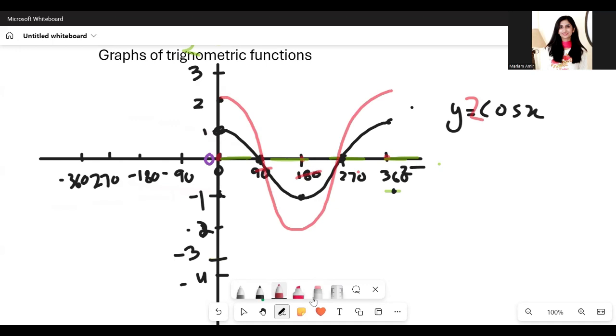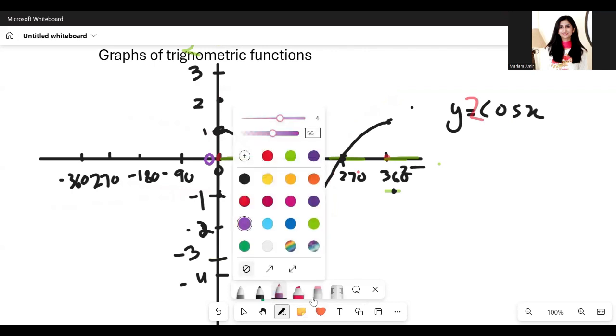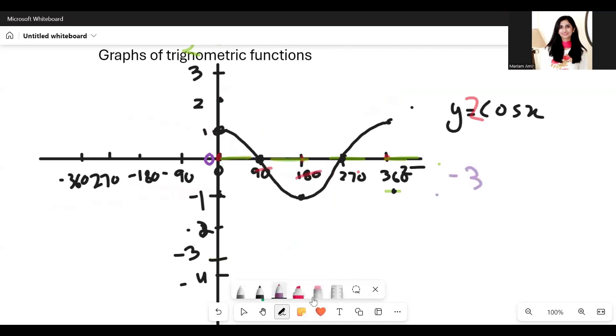That's 2 cos x. And what if I want to plot negative, let's say, 3 cos x? Then it will reflect on the x-axis and it'll get stretched parallel to the y-axis with scale factor 3. So it's going to look like this. It's going to be inverted and stretched as well.